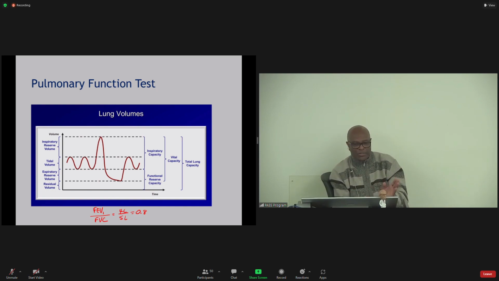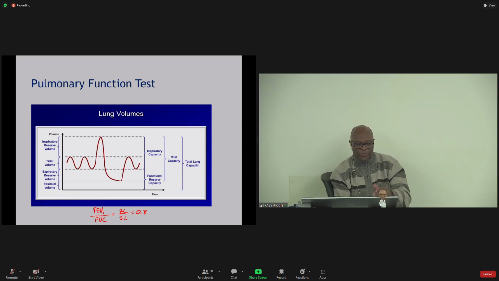We don't get up to 100%. The rule is, as long as it's above 80%, they'll just use 81. Good enough for me. It doesn't have to be close to 100%. The key is, if it's above 81, above 80, you got restricted lung disease. Because what you're telling me is alveoli are actually collapsing. Most of the air you took in is coming right back out.